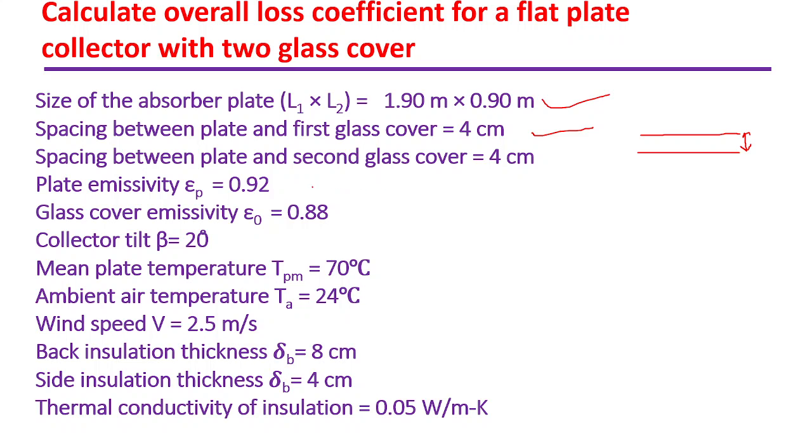Then plate emissivity, glass cover emissivity, collector tilt meaning the inclination angle, mean plate temperature, and ambient air temperature are given. Wind speed, back insulation, side insulation, and thermal conductivity of insulation are given. Please note down these numbers. If you are done, let me know.